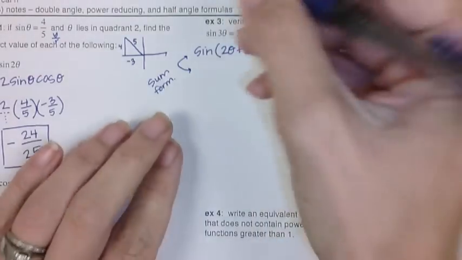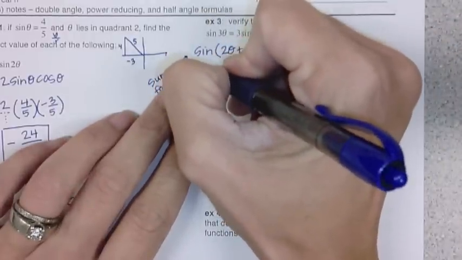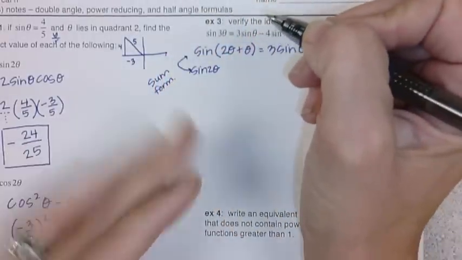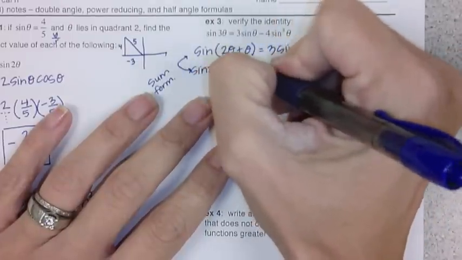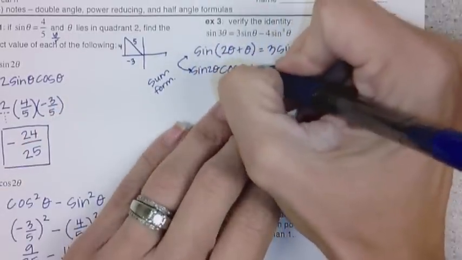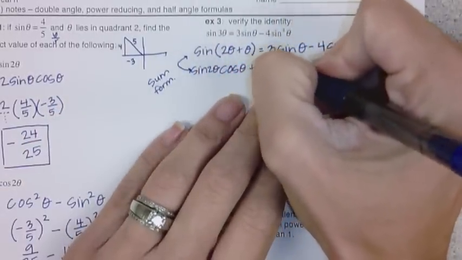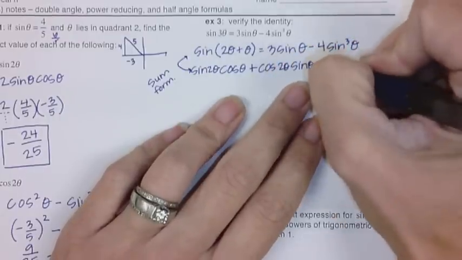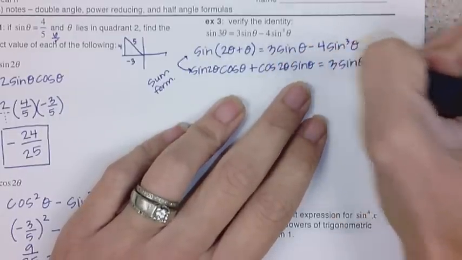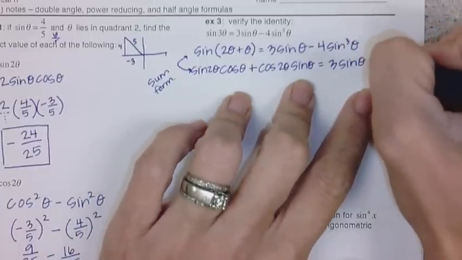So the way that looks is, it looks like sine 2 theta. I'm writing small because it's going to be a lot. And then we have cosine theta. That's from the formula, plus cosine 2 theta, and then sine theta equals the right side. So that's all from the sum formula for sine.